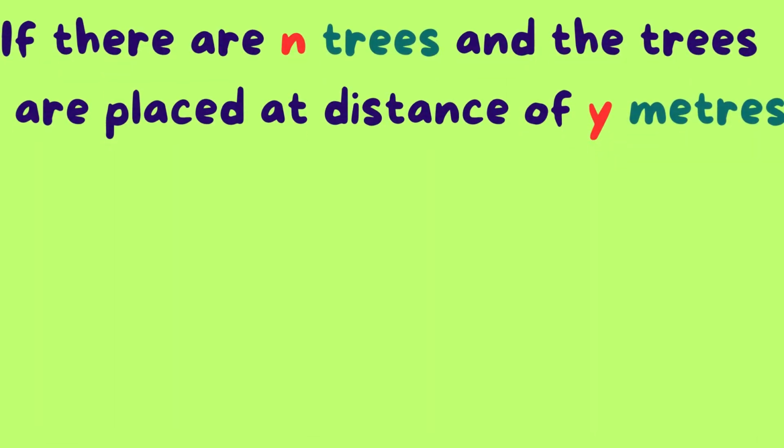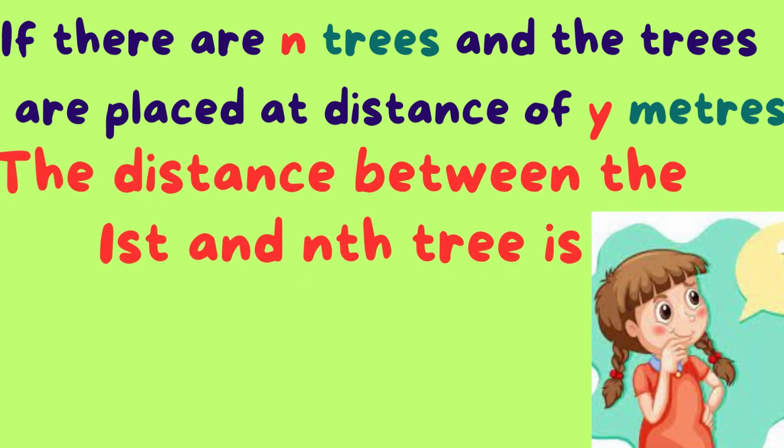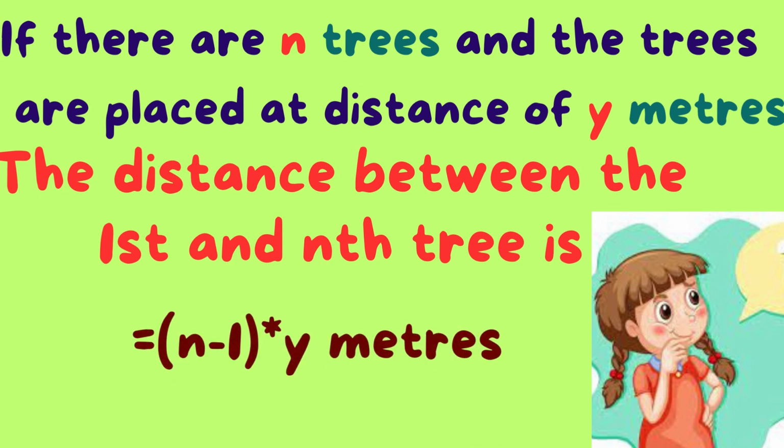If there are n trees planted in a row and the distance between the 2 trees is y meters, first you have to find the number of gaps in between. As I told already, the number of gaps present between first and last tree is 1 less than n. That is n minus 1. So, to find the distance between first and nth tree, you have to add y meters repeatedly for n minus 1 times. That is n minus 1 into y. Y refers to the distance between the 2 trees.